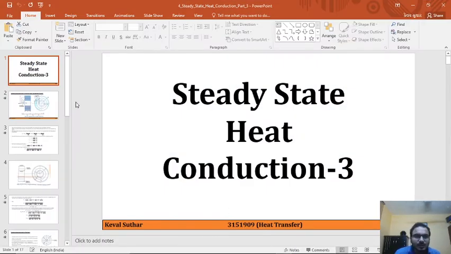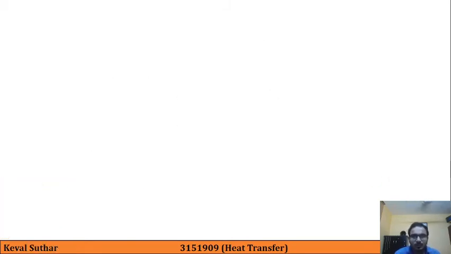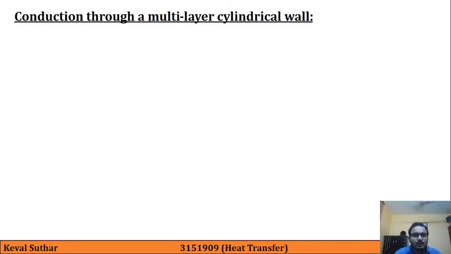Now we are beginning our new topic of today. We are continuing the same topic of steady state heat conduction. So our first topic is conduction through a multi-layer cylindrical wall. In our previous lecture, we studied only a single cylindrical wall. Here we are having a multiple layer cylindrical wall. This topic is very similar to the heat conduction through a composite wall.